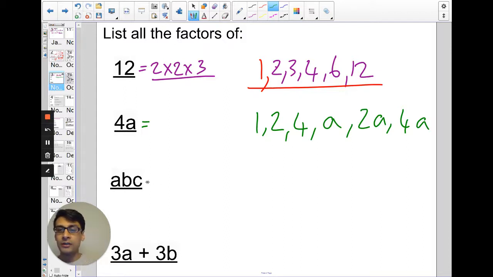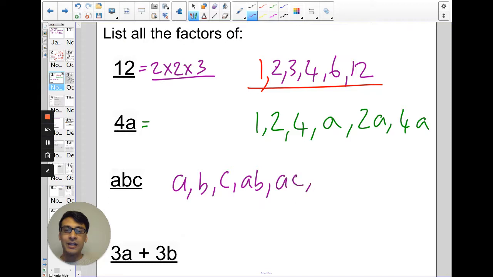Okay, question 3, ABC. We're going to list all the factors here. Well, we know that A, B, and C are factors. We know that I can also multiply AB together. I can multiply AC together. I can multiply BC together. I can multiply A, B, and C all together. Don't forget the one that we always have to remember, 1 goes into it as well. So I've listed 1, 2, 3, 4, 5, 6, 7, 8 factors of A, B, and C. If I missed any out, let me know.